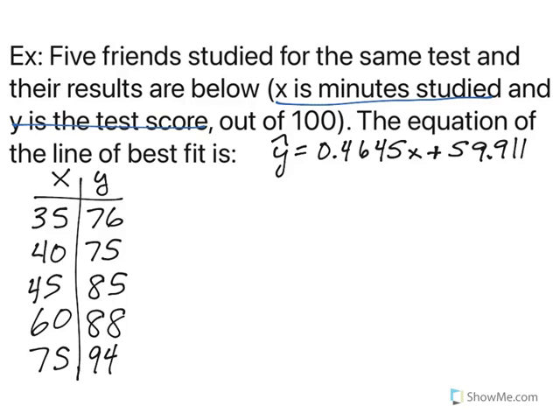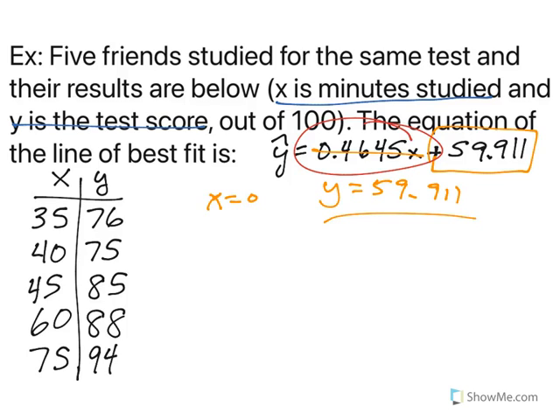Now, one thing I want to talk about before we move on to part A is the Y-intercept. So if X is minutes studied, so if we say, you know what, I'm not going to study at all. If X is 0, then Y is 59.911. So we would expect, if you don't study at all, you would receive a 59.9 on that test, okay? Which is actually not bad. I would expect it to be a whole lot worse than that.